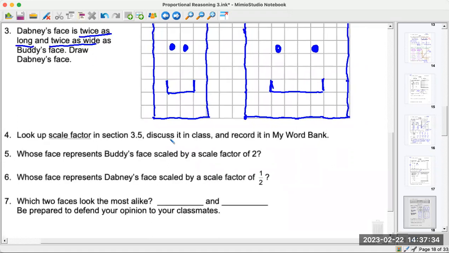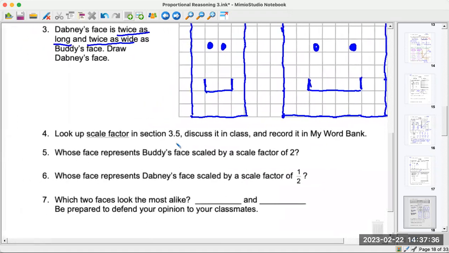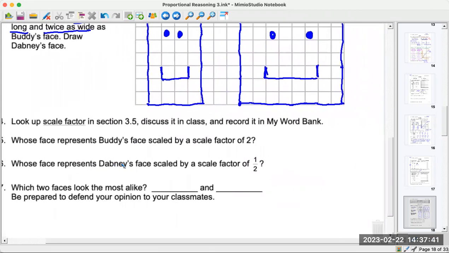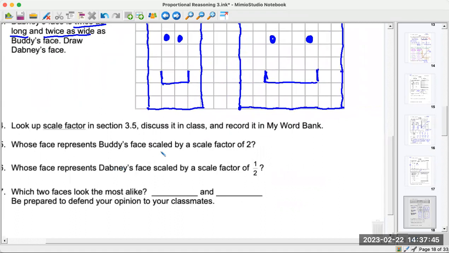Look up scale factor in sections. You can look at it. I gave you a definition, discuss it. We won't discuss it now. Whose face represents Buddy's face scaled by a scale factor of 2? Scale factor of 2 is twice as big. Everything. So everything is twice as big. So that's Dabney.